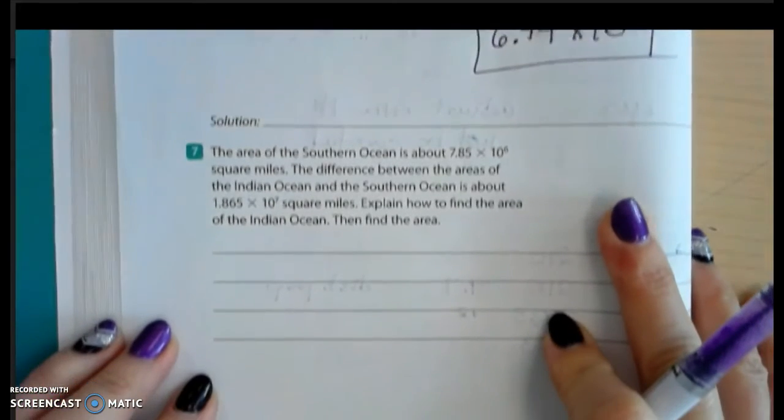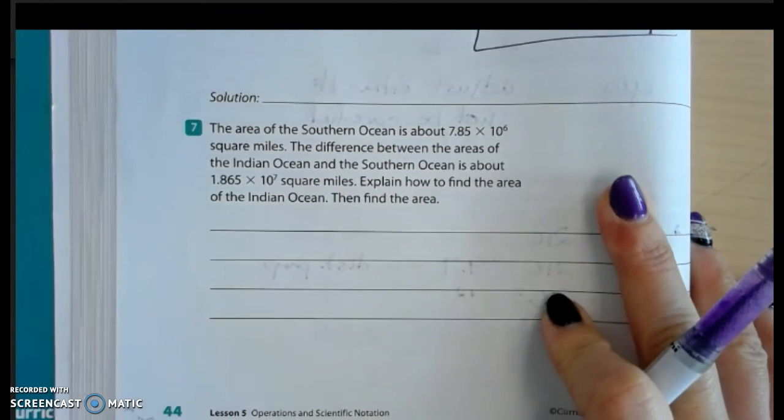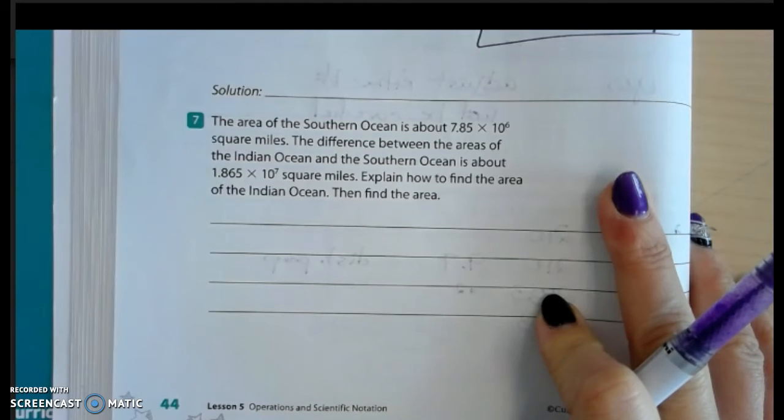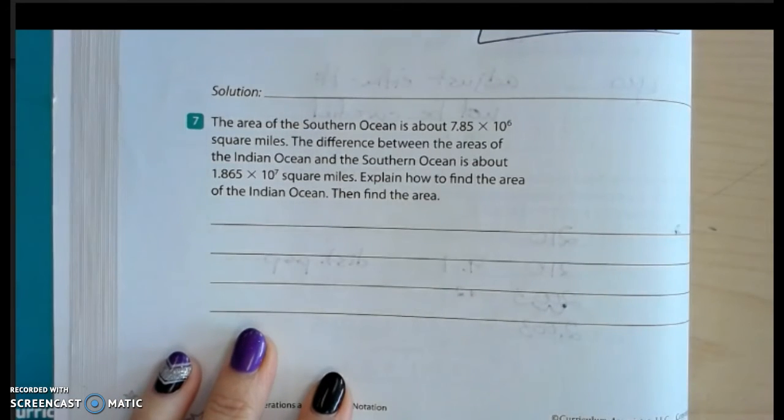Last question on this one. The area of the Southern Ocean is about 7.85 times 10 to the 6th square miles. The difference between the areas of the Indian Ocean and the Southern Ocean is about 1.865 times 10 to the 7th square miles. Explain how to find the area of the Indian Ocean and then find the area.